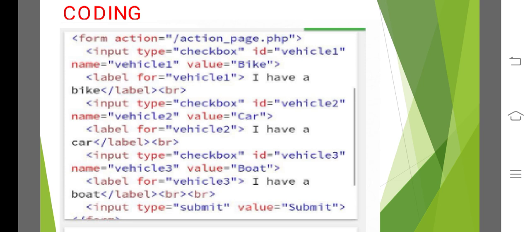Everything is similar to radio button. The only difference is the name should be different in checkboxes. Okay, and this is the coding. Now in this chapter we have learned the submit button, radio button, and coding for checkbox.